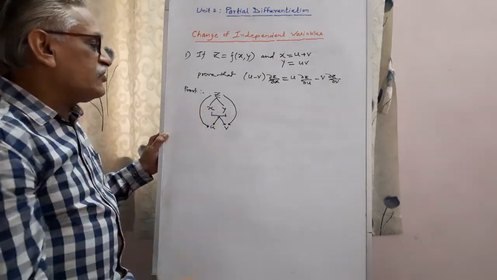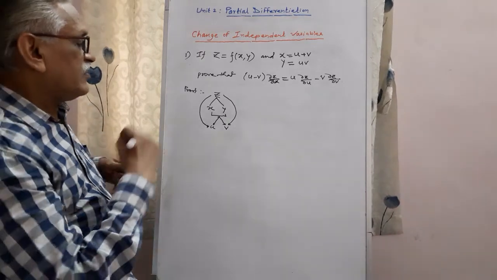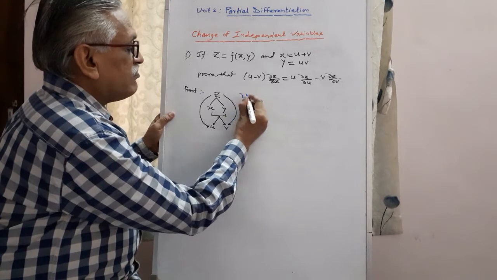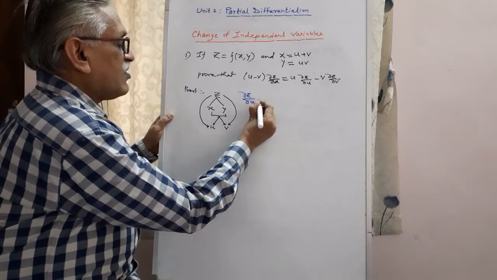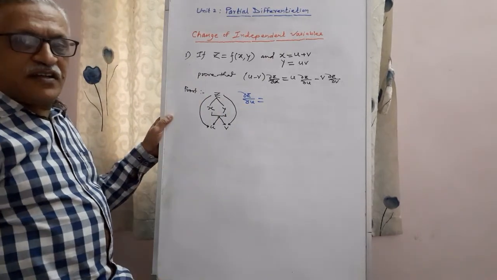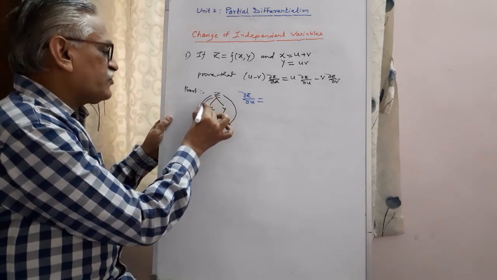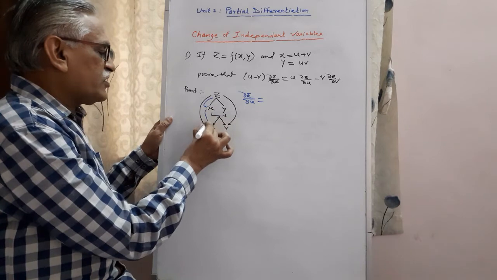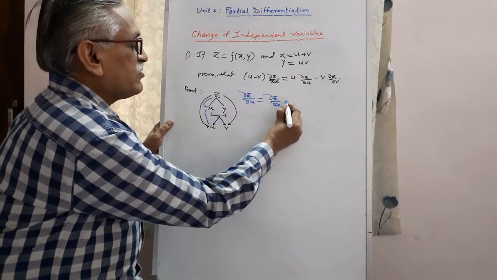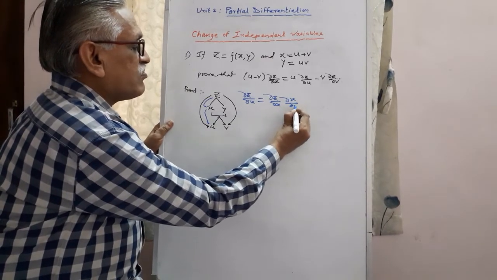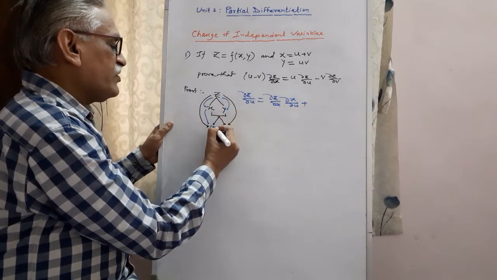And therefore, by change of independent variable, the formula is dou z by dou u, as I have discussed in that formula. We have to differentiate z first with respect to x and then x with respect to u. Therefore, we get dou z by dou x into dou x by dou u. Then differentiate z with respect to y and y with respect to u.